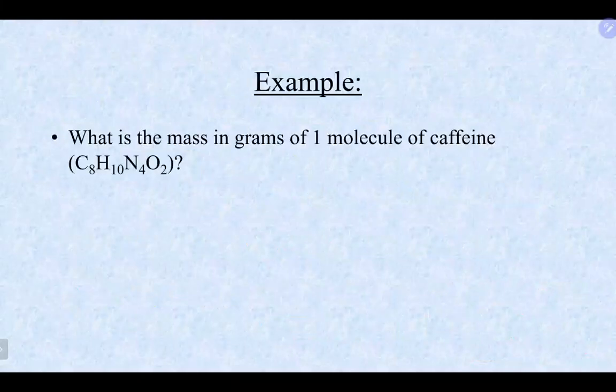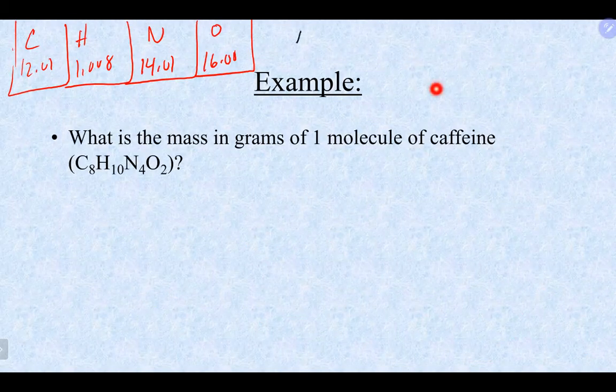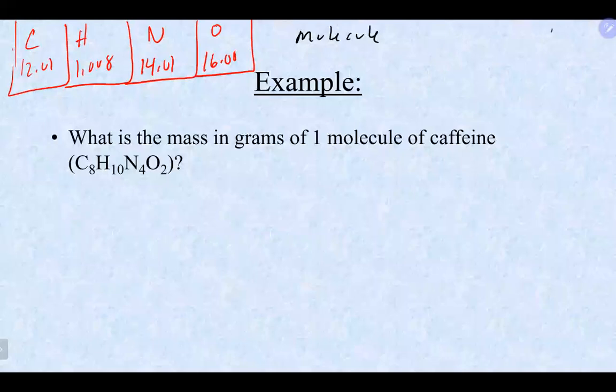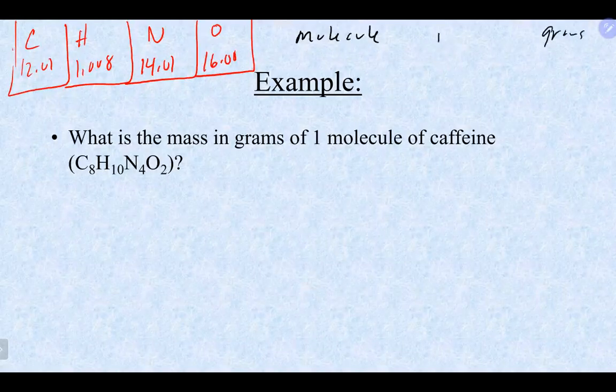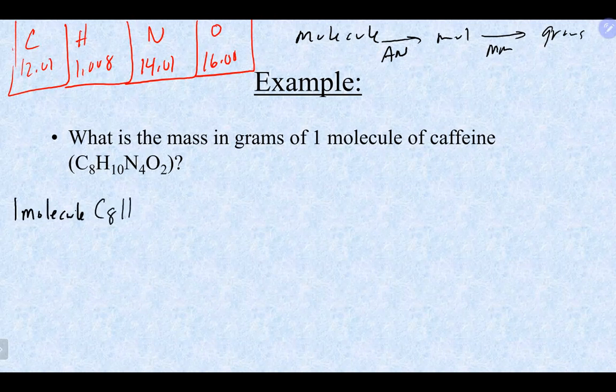All right, let's try one more here, maybe. What is the mass? In this case we're actually starting with molecules, and we eventually want to get over to grams. Really, the one that ties both of those together is moles. So our pathway, once again, is molecules to moles using Avogadro's number. And again, moles back to grams using the molar mass from the periodic table. So we can start with the first part first here, which is 1 molecule of C8H10N4O2. Could it be any longer?